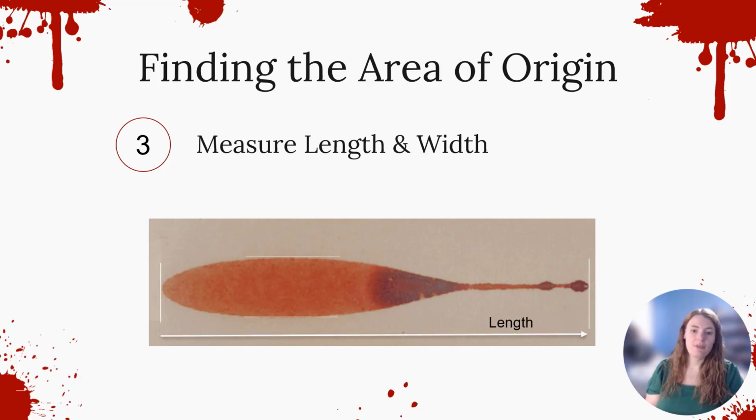So here's an example of where the measurements would be taken on this blood drop. Since the full tail is attached to the parent stain, we're going to measure from the head of the stain to the very end of the tail to obtain the length. The width is measured by finding the widest part of the parent stain and then measuring from side to side.